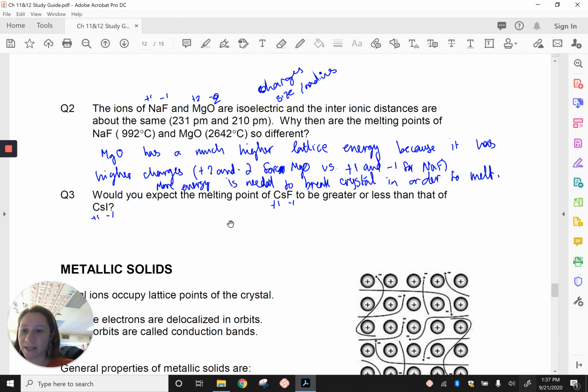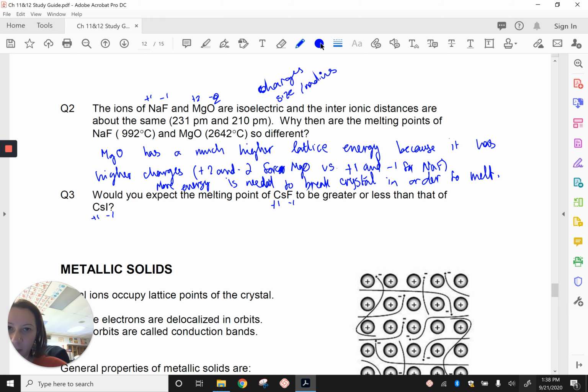And so both of them have a Cs ion, so that's the same size, but the anion here is different. F- versus I-. F- is much smaller. And so because it's smaller in radius, the Coulombic attraction is stronger, the lattice energy is higher, and so more energy is needed to overcome that lattice energy in order to break the crystal and melt your solid.